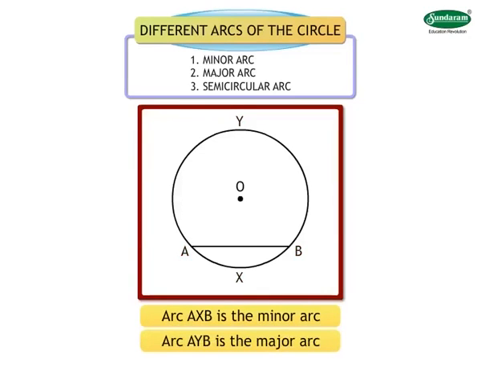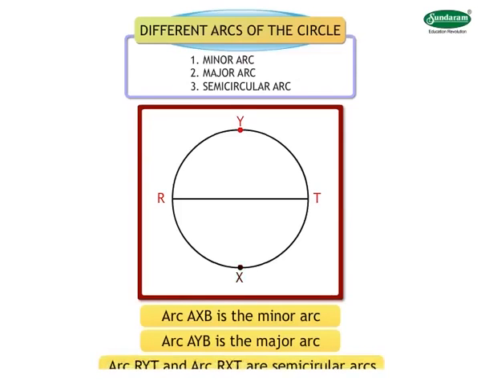Now we shall learn what is a semicircular arc. Look at the figure on the screen. In this figure, as you see, RT is a diameter which divides the circle into exactly 2 halves. We have 2 equal arcs, arc RYT and arc RXT. Therefore, we can say that arc RYT and arc RXT are semicircular arcs.